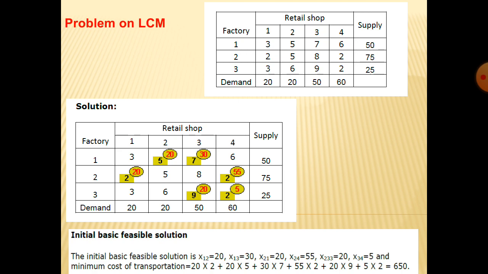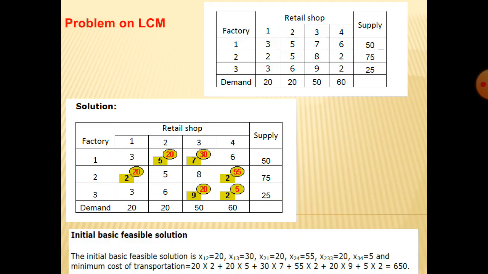Then the initial basic feasible solution is 20 into 2 plus 20 into 5 plus 30 into 7 plus 55 into 2 plus 20 into 9 plus 5 into 2, which is equal to 650. This is the least cost method.